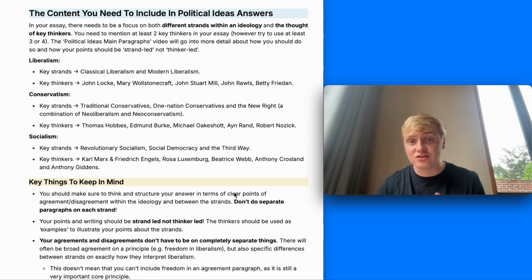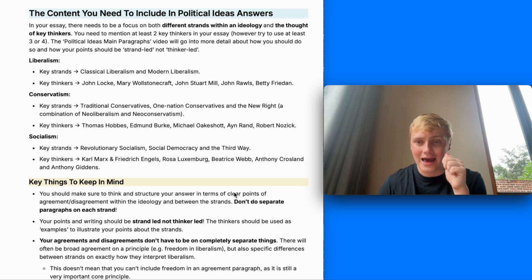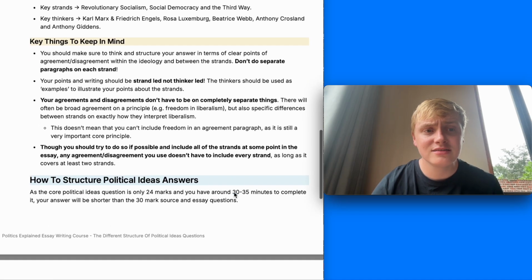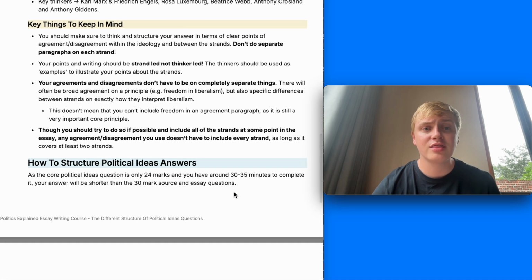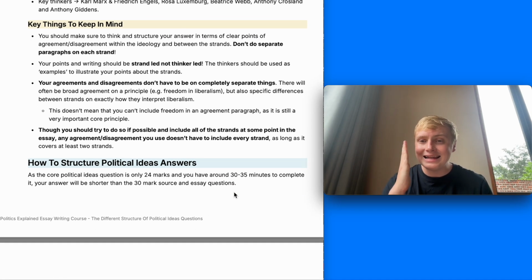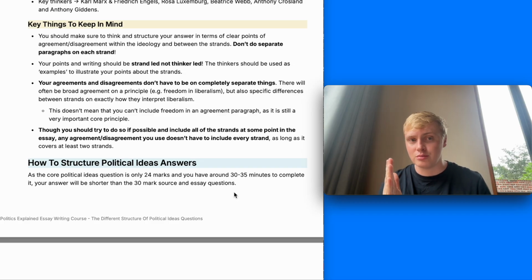As I mentioned, you have to use at least 2 in your essay, but I really recommend trying to get in at least 4 of these key thinkers in every ideology's essay that you are writing. Key things to keep in mind then is that you should make sure to think and structure your answer in terms of clear points of agreement and disagreement within the ideology.